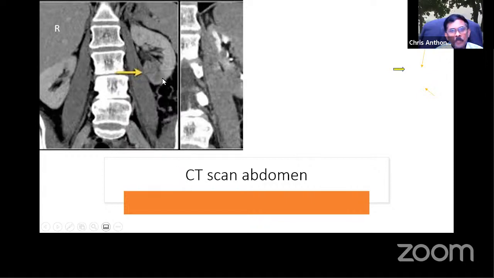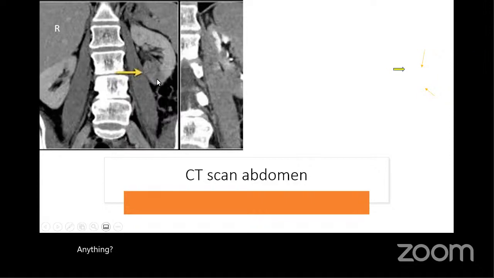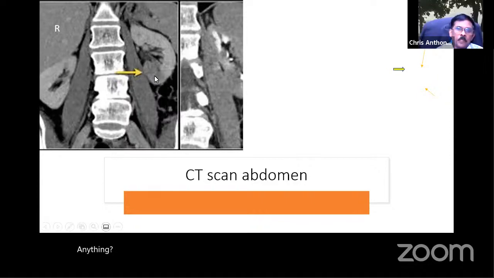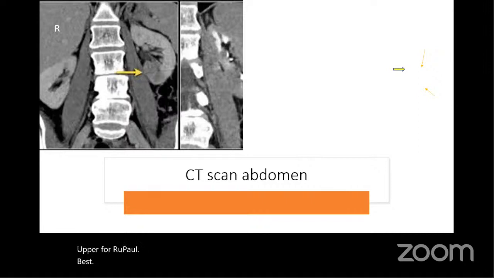What do you think is this lesion? Is this anything wrong or not? Any lesion or not? Yeah, there's a lesion, doctor. Okay. So how will you describe this lesion? Where is it in the kidney? The kidney has got upper pole, lower pole, body of the kidney, or the pelvis. So where is this? It's in the lower pole.